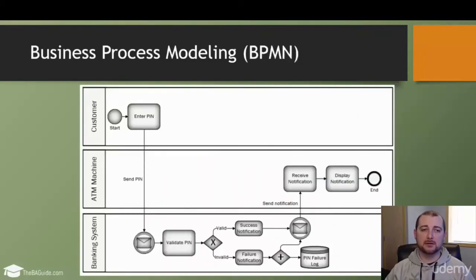Here's an example of the business process modeling diagram. And so this is a process flow. It's got the swim lanes. As you can see, you've got customer, ATM machine, banking system. What this is doing is working through somebody entering a PIN in and validating that they have the correct PIN. That's all this process is doing. It's a zoomed in process that we're going through and validating, and then sending some type of notification back to the ATM machine to then tell it that it can move on to the next step.